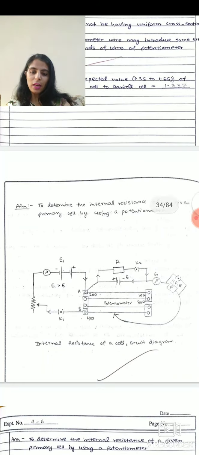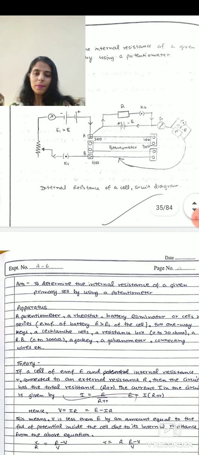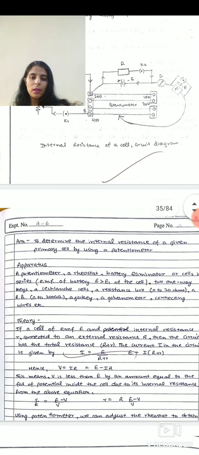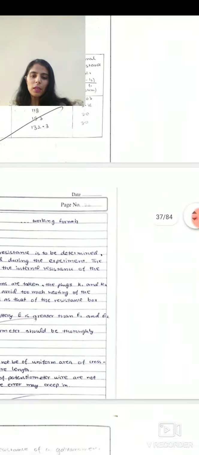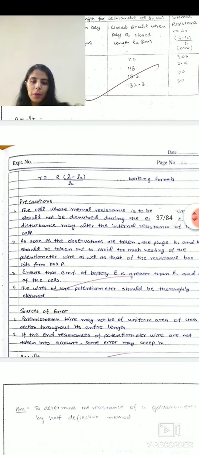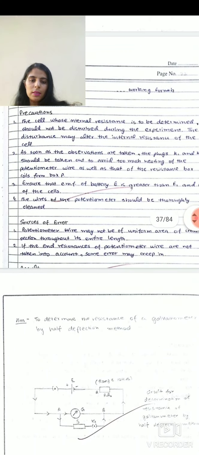Draw the circuit diagram of the application of internal resistance on the left hand side. Then write aim, apparatus, theory, observation table on the left hand side, precautions, sources of error on the right hand side, and then result.